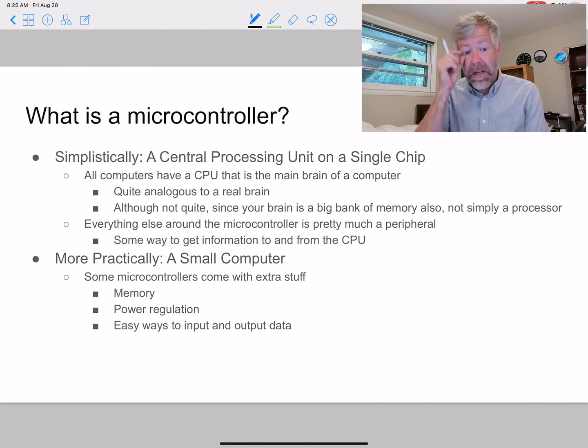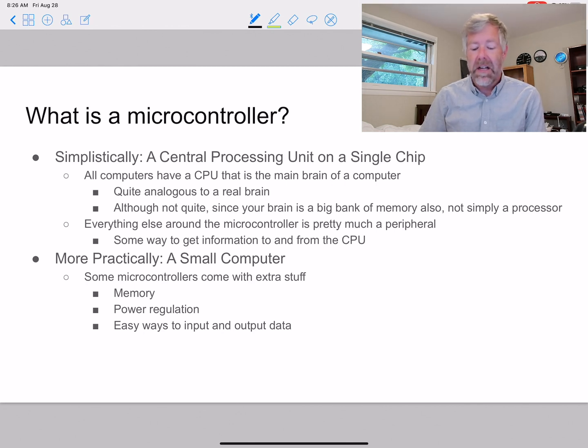Okay, so what is a microcontroller? Simplistically, a microcontroller is a central processing unit on a single chip. All computers have a CPU. Those are the main brains of the computer, and it's quite analogous to a real brain in that your brain does a lot of processing. But it's subtly different in that your brain also holds all of your memories, but a central processing unit doesn't necessarily hold memory. There are central processing units that have memory in them, but we'll get into that in a little while.